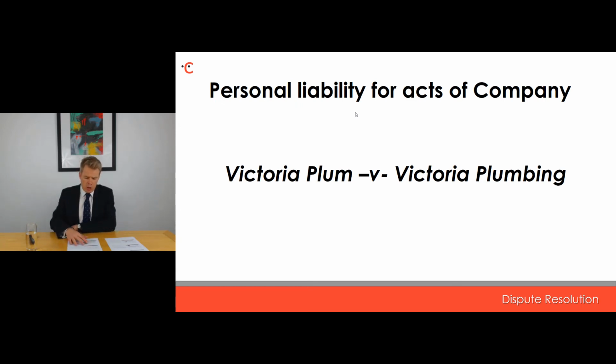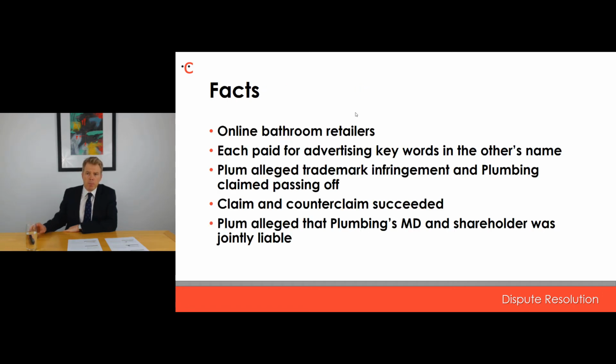Next issue I want to talk about is personal liability for the acts of the company. This is an interesting case, Victoria Plumb and Victoria Plumbing. It's actually of most interest to intellectual property lawyers, but there is something that's helpful for people interested in directors' duties. Both the parties were online bathroom retailers, and what they did, they paid for Google AdWords in each other's names. So, for example, if a consumer searched for Victoria Plumb, they'd be taken to results for Victoria Plumbing, and vice versa. And they sued each other.